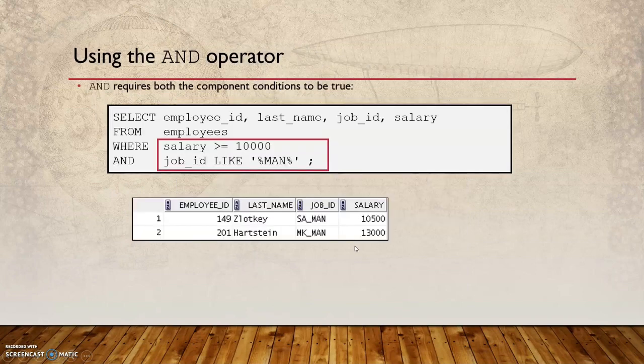Similarly, instead of AND, you could have an OR here. Which means if either of them is satisfied, salary greater than 10,000, then it is going to retrieve. Or if the job ID is like MAN, that also gets retrieved. Which means if there is an employee who has salary greater than 10,000 but his job ID is not similar to MAN, that also gets retrieved when the condition is OR instead of AND. So that's about the OR. Either one needs to be satisfied. In case of AND, both need to be satisfied.